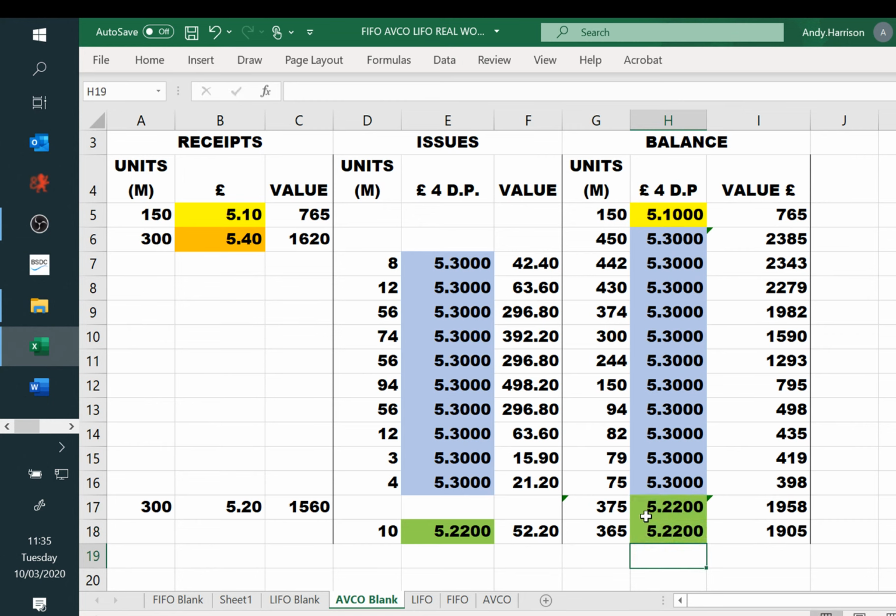And that's AVCO. And you can actually see the pattern why we use AVCO a lot. We've got a single value, almost a standard cost, until further notice. It's on the system. It's easy for the costing department to look up. We know what the value is, and it'll only change when we get a new delivery.